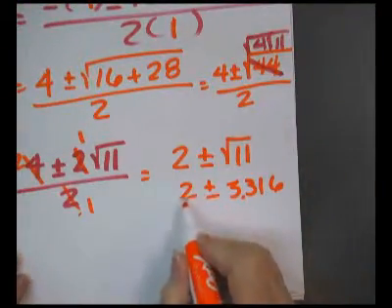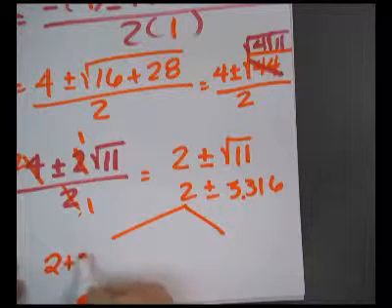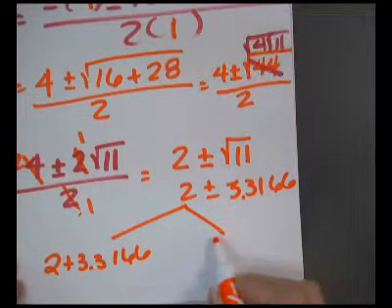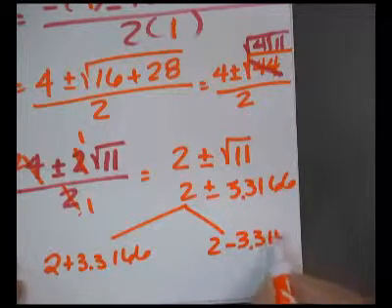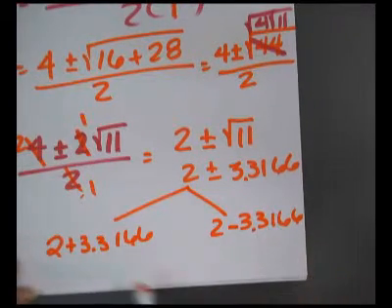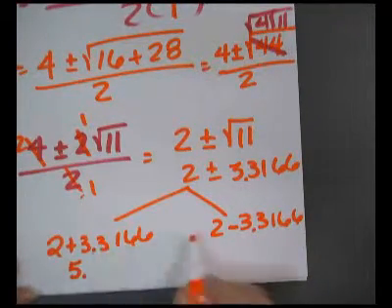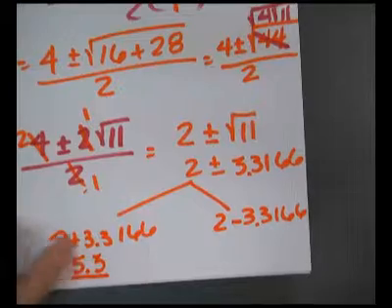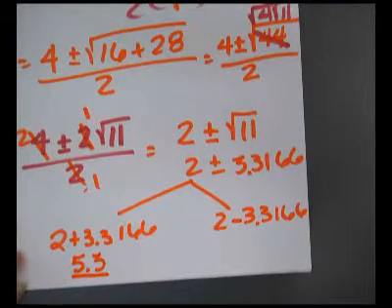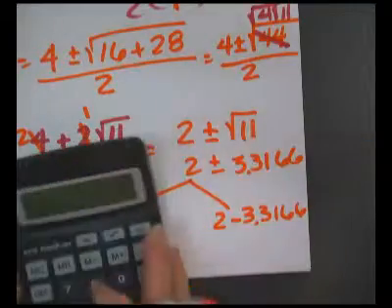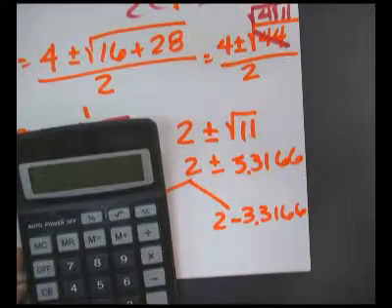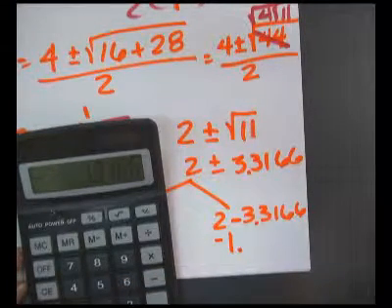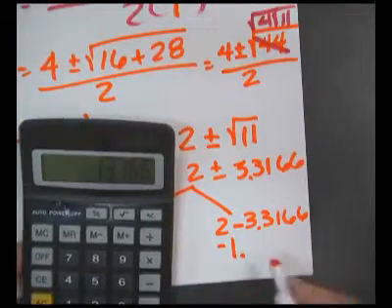So we have 2 answers. We have 2 plus, and 2 minus. Okay? 2 plus this will be 5.31, whatever, to the tenth is just 5.3, right? You add those, round it to the tenth. Okay? Do 2 minus 3.3166. Negative 1.31, right, so just negative 1.3.